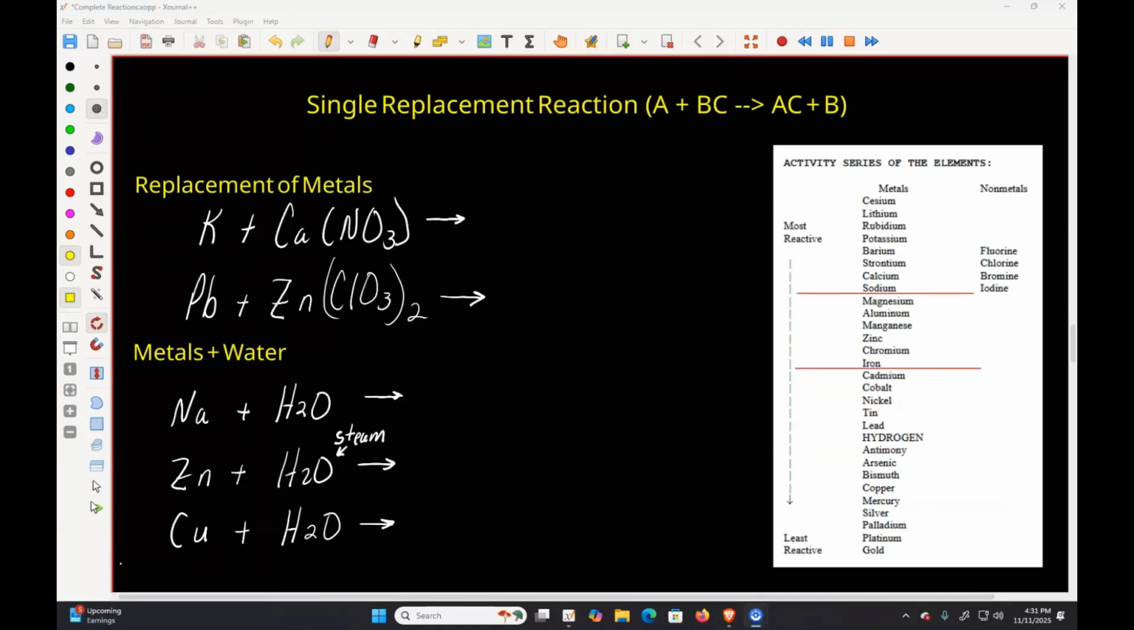Single replacement reactions are usually pretty simple to spot because I have something by itself combining with a compound. This potassium here is going to try to displace the calcium here. If the potassium is more reactive than calcium, then it will replace it. I'll look on my activity series, and potassium is located higher than calcium, so therefore it will replace it. So it's going to form potassium nitrate plus calcium. And I see I forgot a 2 there. Let's fix that. So I need a 2 here and a 2 there.